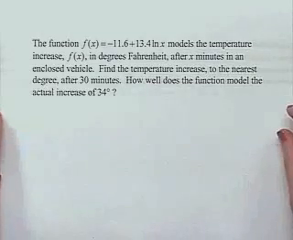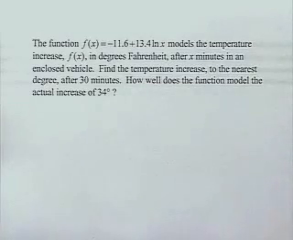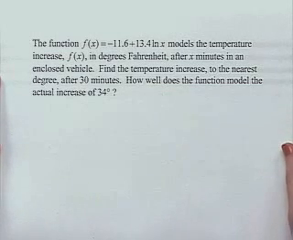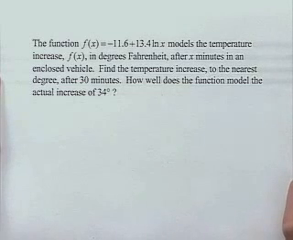Now let's look at an application where we use a logarithmic function. The function f of x equals -11.6 plus 13.4 times the natural log of x models the temperature increase, f of x, in degrees Fahrenheit after x minutes in an enclosed vehicle. Find the temperature increase to the nearest degree after 30 minutes. And then, once we find that answer, we'll answer the question as to how well the function models the actual increase of 34 degrees.